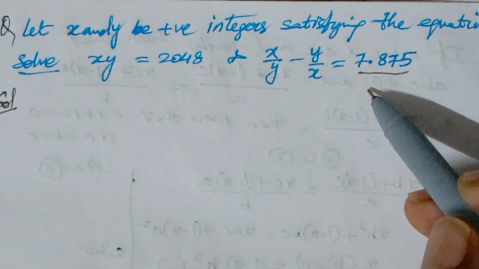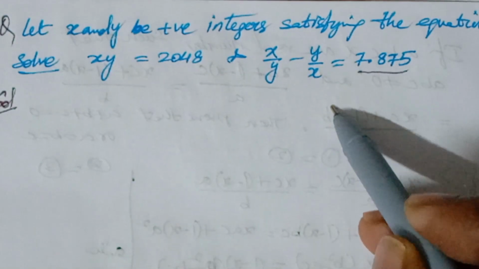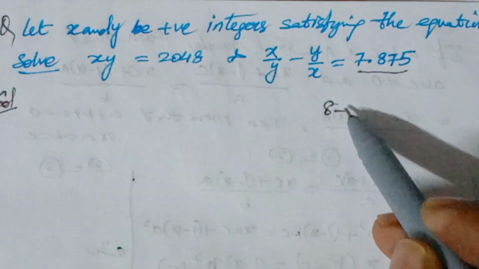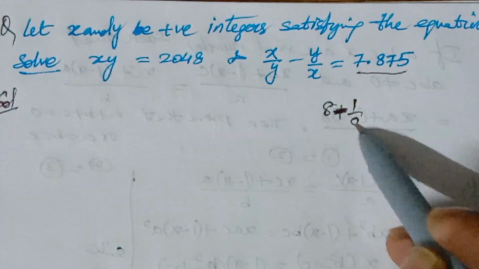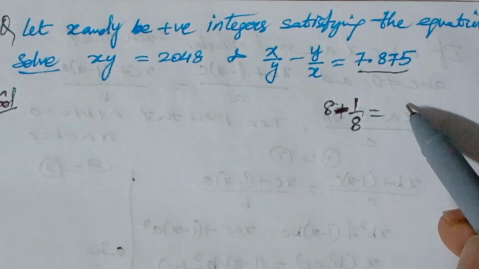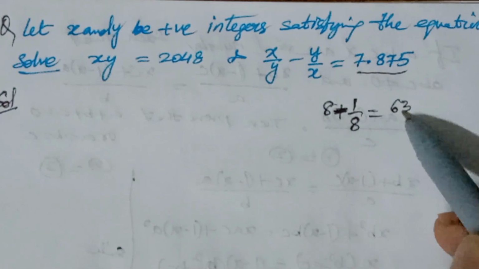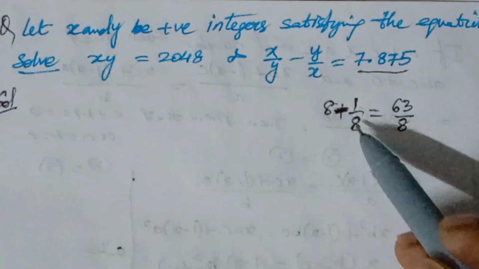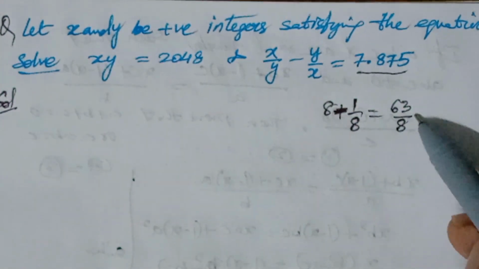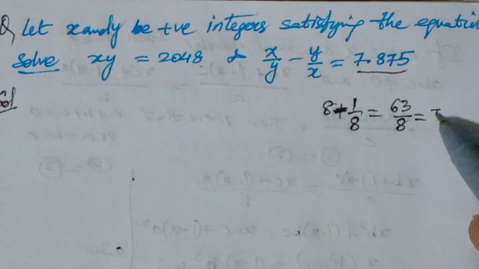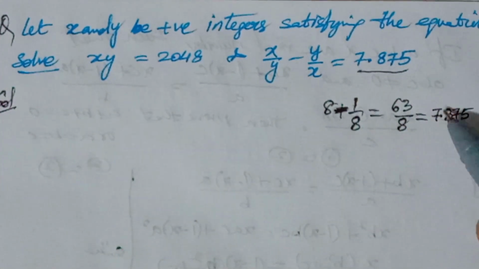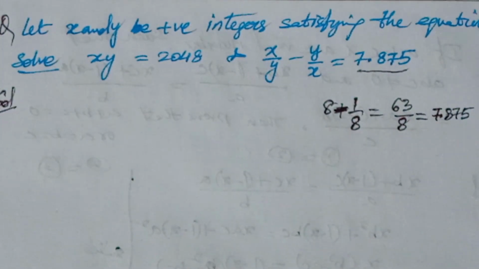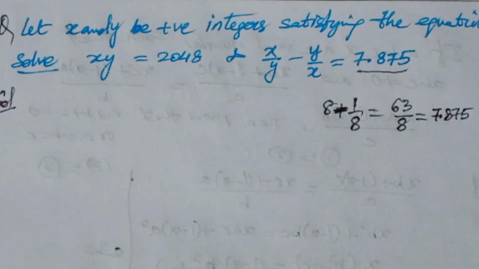So here the logic is 8 minus 1 by 8 is equal to 63 by 8. 64 minus 1, this value is 7.875. So by using this you are going to do the problem.